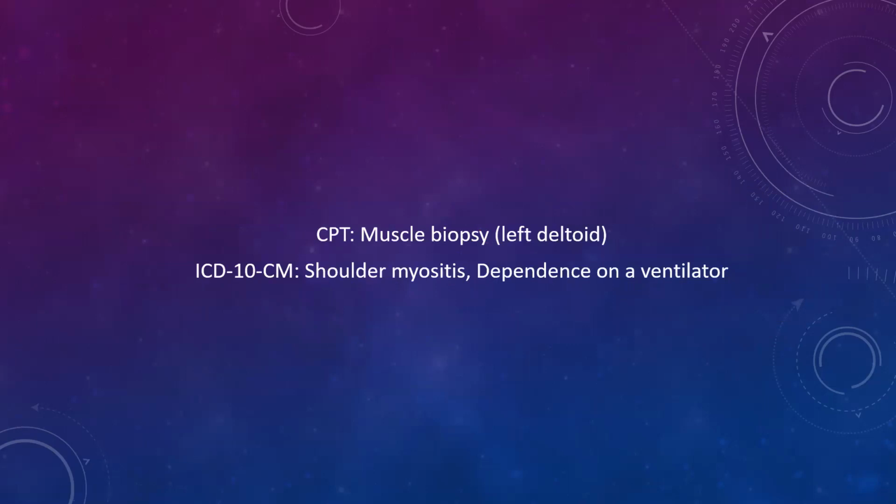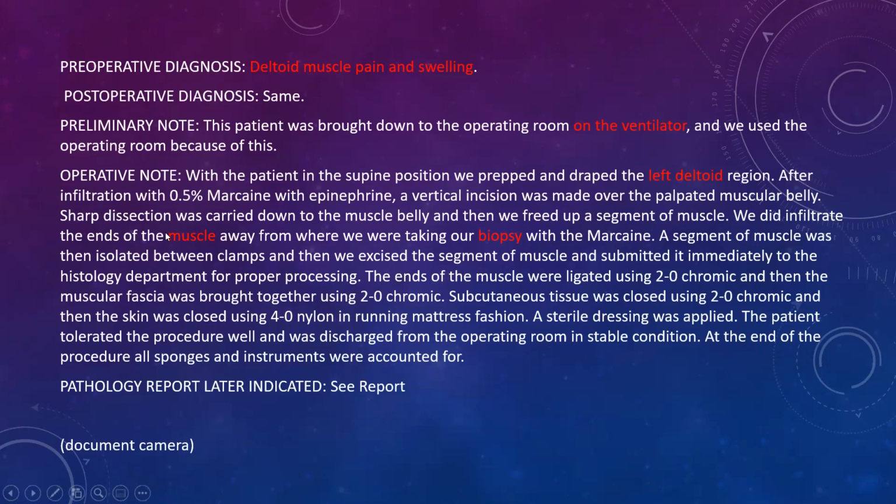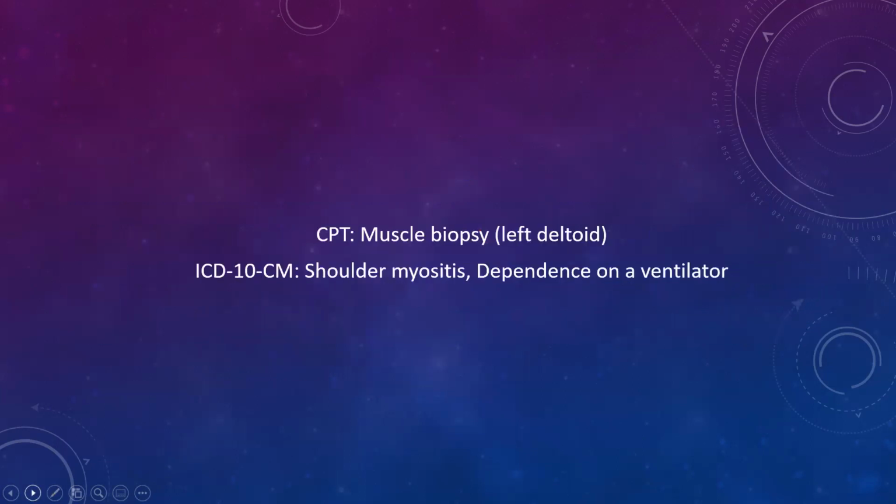And so what we are looking at here for our CPT is, all we did in this whole long note is a muscle biopsy to figure out what was going on with the muscle. Okay. So all we've done is a muscle biopsy. For the ICD-10, we are going to have myositis of the deltoid, which is the shoulder.